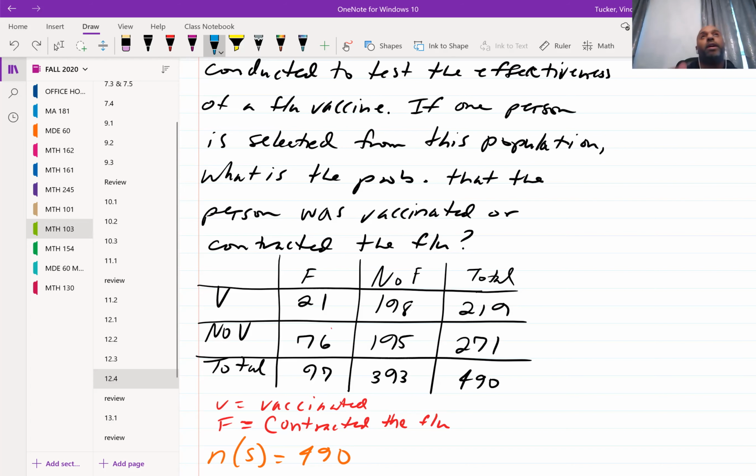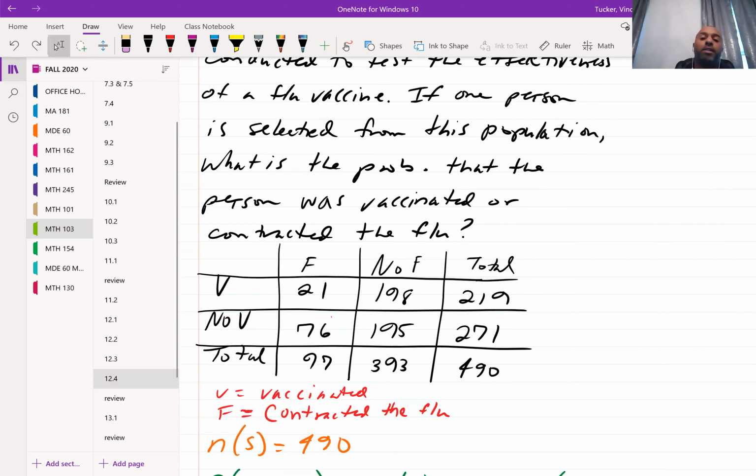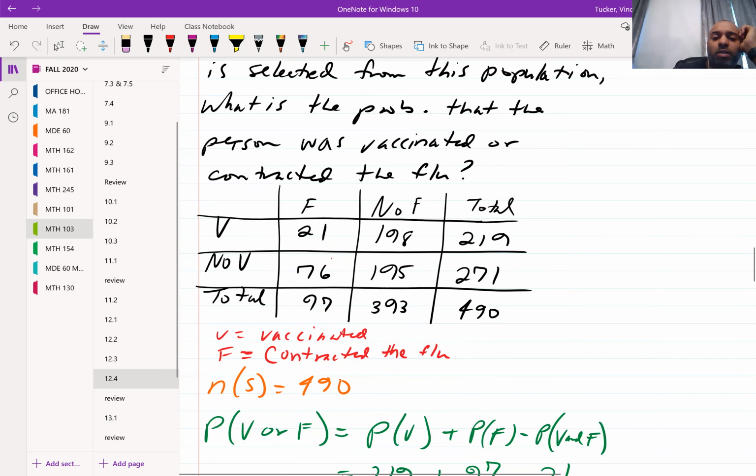All right, so as with all probabilities, when trying to calculate probabilities, you always want to find your sample space, the total number of possible outcomes. And in this case, it is 490. That was the total number of people. I alluded to that a little bit a few seconds ago. So that's our sample space.